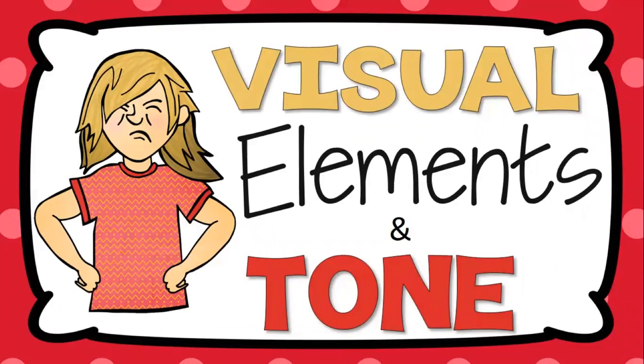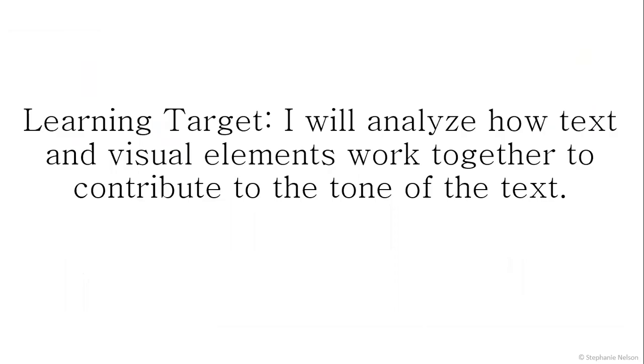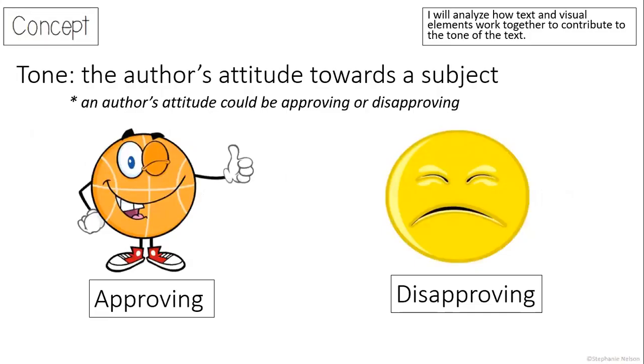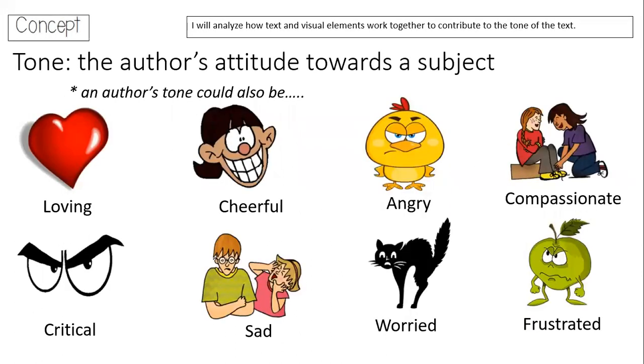So now we're going to look at some visual elements and tone. This learning target is: I will analyze how text and visual elements work together to contribute to the tone of the text. So what is tone? Tone is the author's attitude towards a subject. An author's attitude could be approving or disapproving. An author's tone can also be loving, cheerful, angry, compassionate, critical, sad, worried, or frustrated.